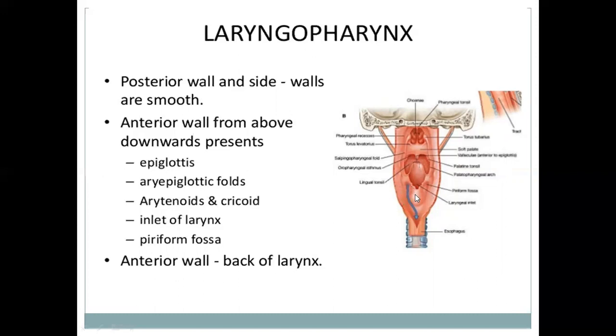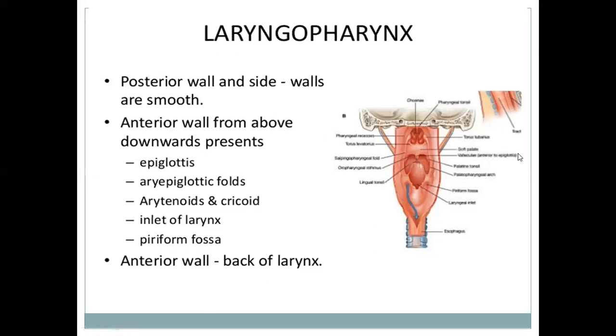This is a very common site where fish bones, fish spines and other small bones get stuck, and it is not easy to remove them from here. So we take the patient to the ENT department, and they will remove the bones and spines from here. That's why it has very clinical importance.